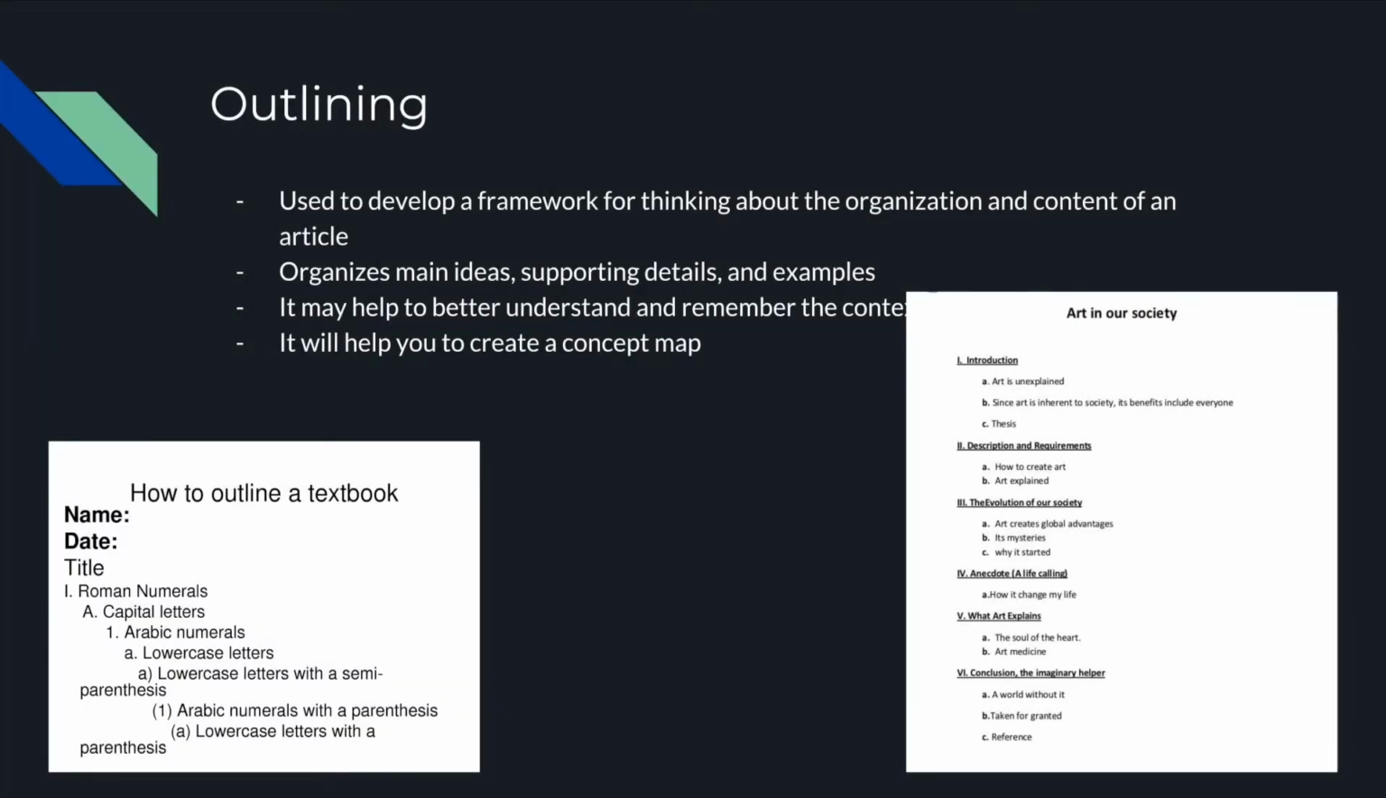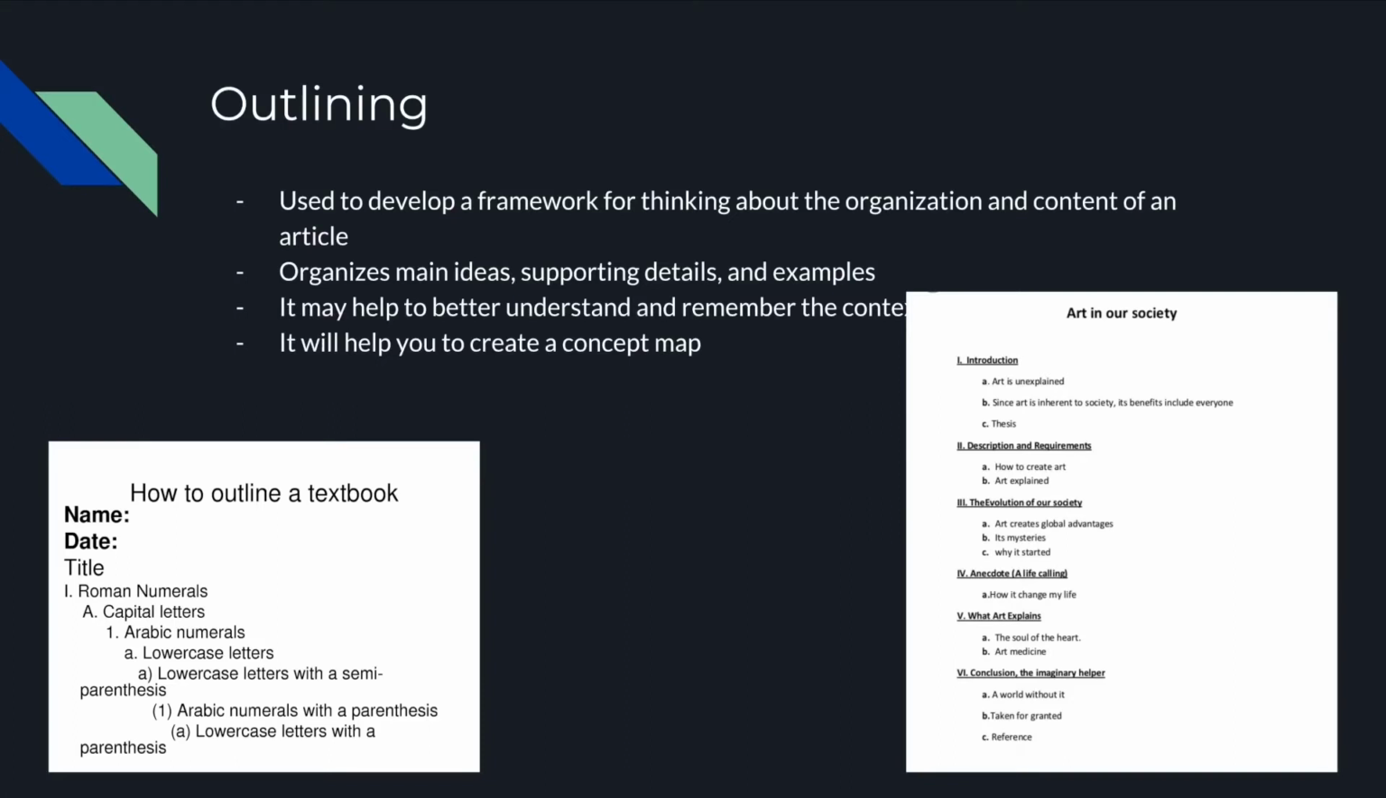An outline is a formal system used to develop a framework for thinking about the organization and content of an article or paper you have read. It is used to organize main ideas and supporting details in the text. It may help you better understand and remember the material you've read. It could also help you in creating a concept map.